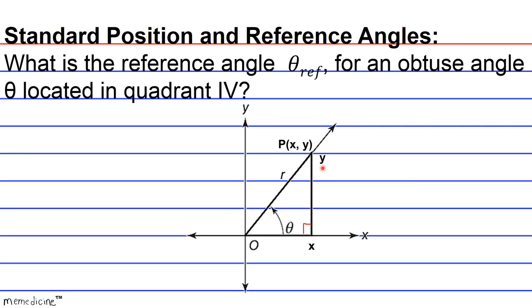Y is positive in quadrants 1 and 2, but negative in quadrants 3 and 4. And for our purposes, this y is going to be negative because eventually we're going to be dealing with quadrant 4, okay? But the ray, or the newly formed line segment established by point P, or the hypotenuse of a triangle opposite the 90-degree angle, that's always going to be positive.